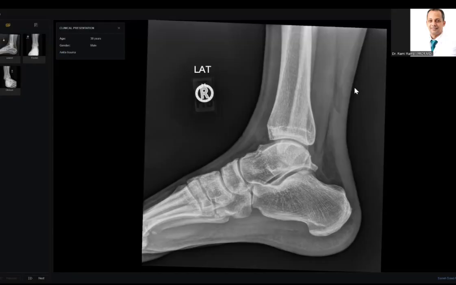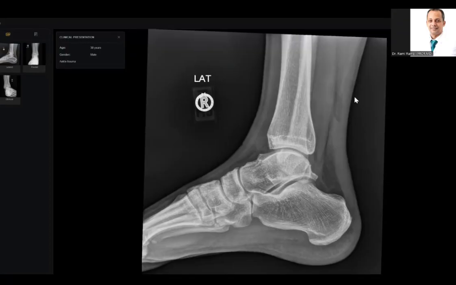Can I take the remote control so that I can also show with my arrow? I'll request the remote control. Yes. Okay. So can you see my arrow now?